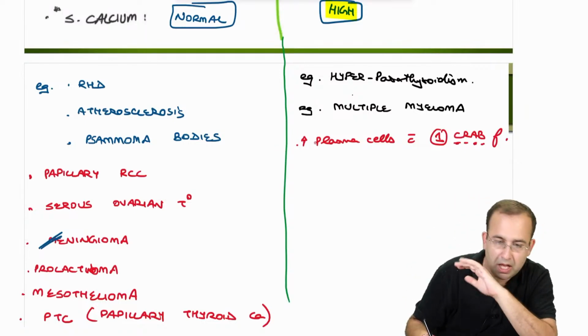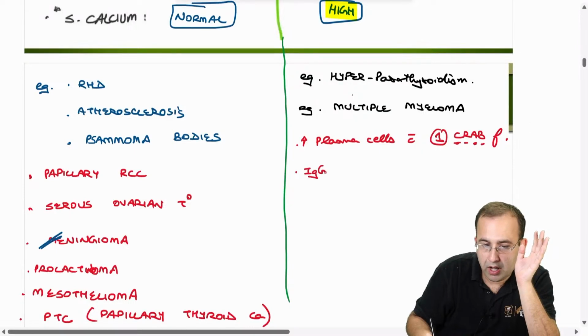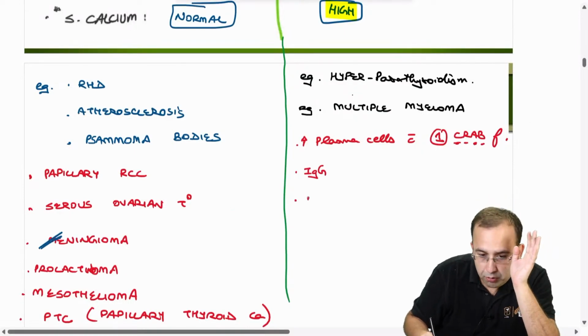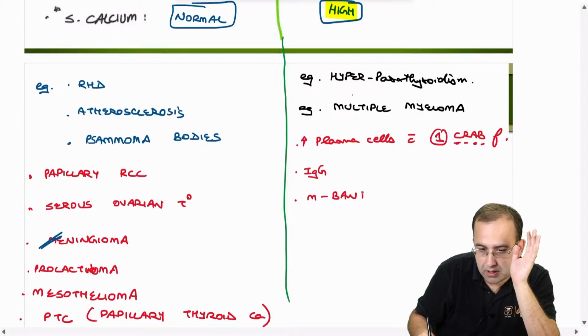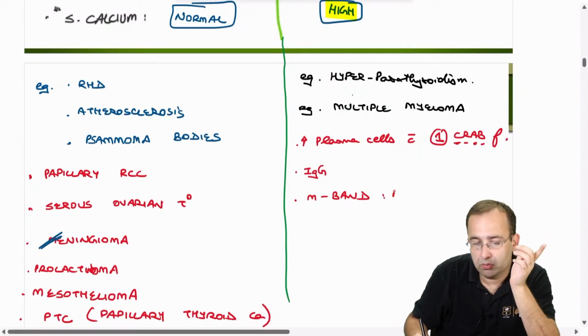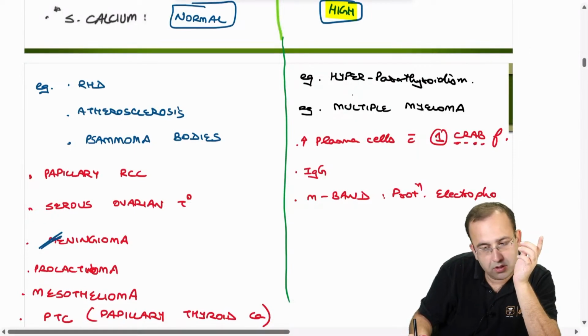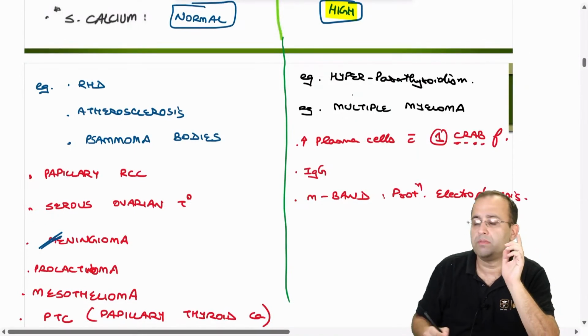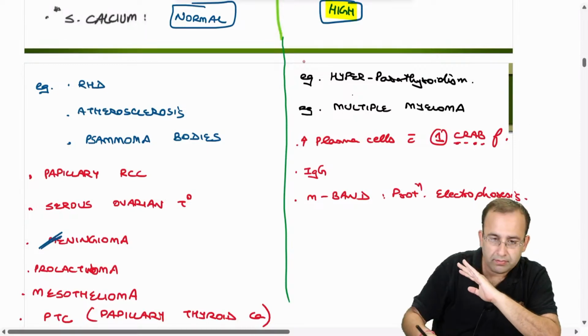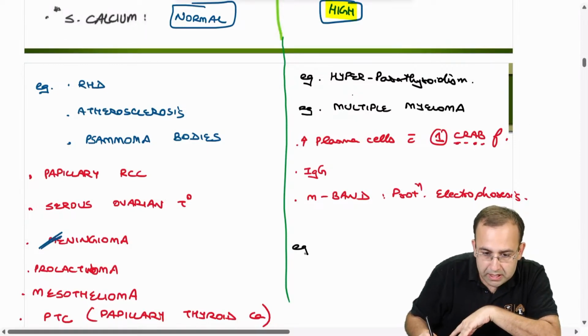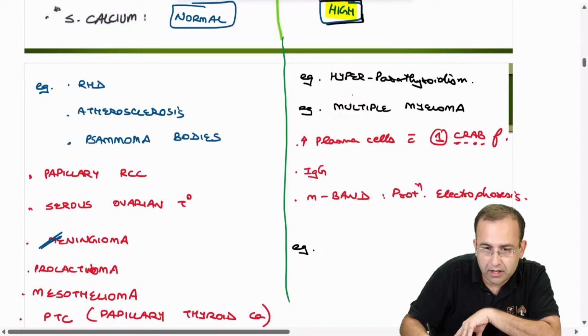Multiple myeloma. Akshita, bang on, right. Which immunoglobulin? IgG. On protein electrophoresis, it shows the presence of an M-band, that is, a monoclonal band. All these are the high yield points with respect to multiple myeloma. And lastly, metastatic calcification, that is, calcium is high.